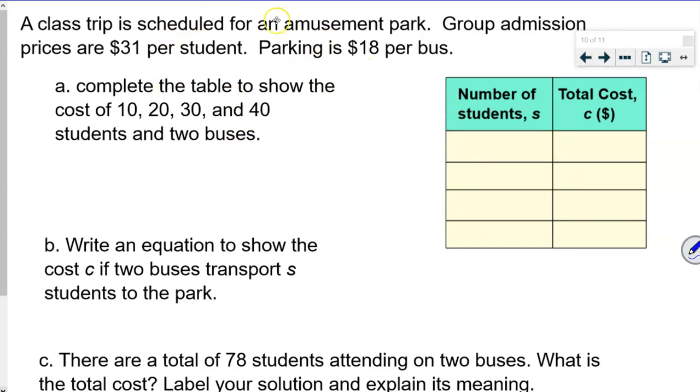All of this is very quantitative. It's a real life situation. Students are going to an amusement park. It's $31 for each of those students. And of course, we're taking the students on buses. The bus is going to have to park, so parking is $18 per bus. Now, the school is trying to get a feel for how much this is going to cost. So they're collecting those permission slips from the students. First there's 10, then 20, then 30, then 40. So they're just trying to figure out how much all of this is going to cost.